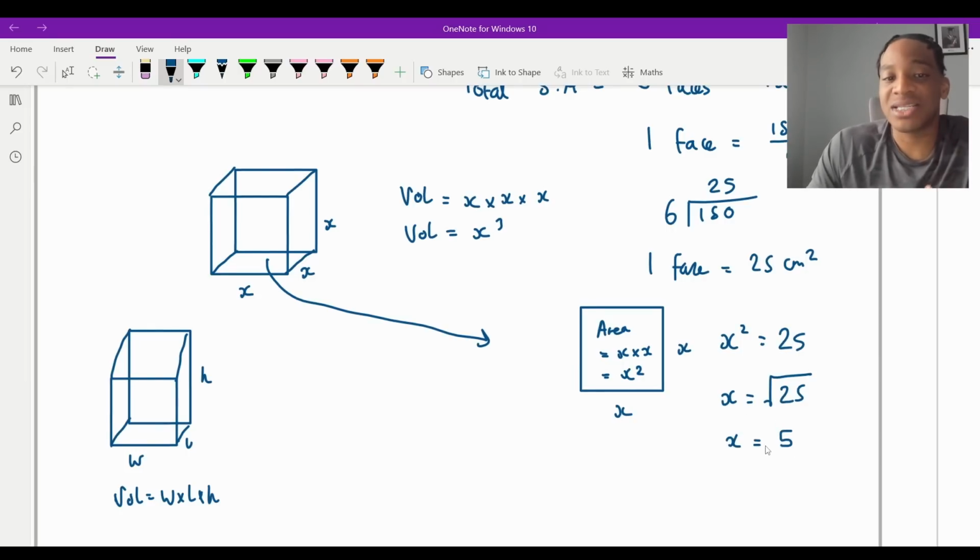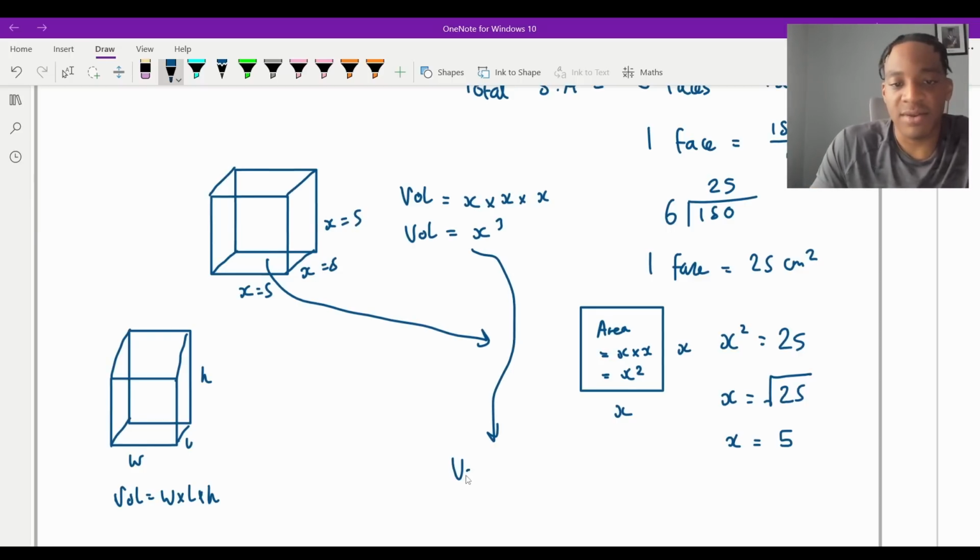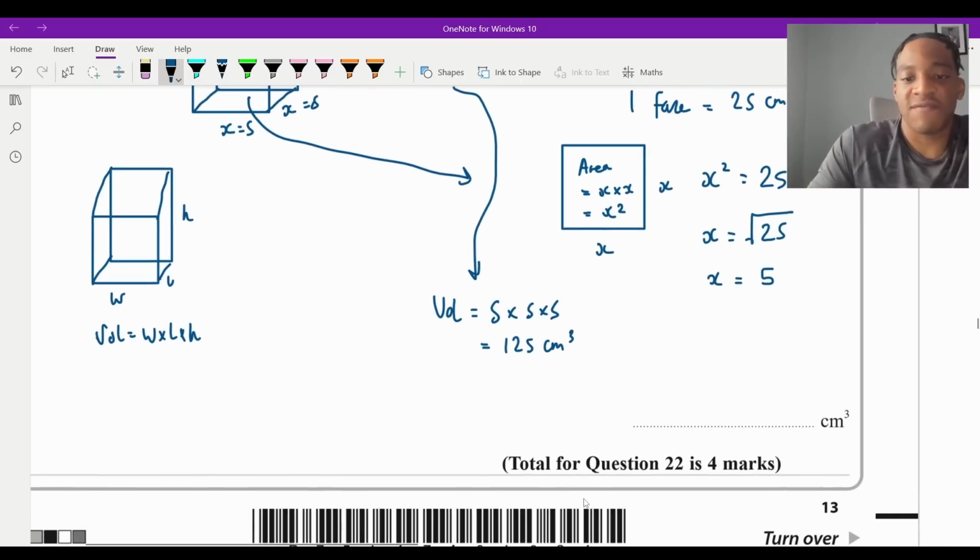So now I have x. That means I can say that all of these distances here are just 5. So then the volume for this is going to be 5 times 5 times 5, which is 125, and it will be centimeters cubed. So the answer is 125. And that will give you the full 4 marks for question 22.